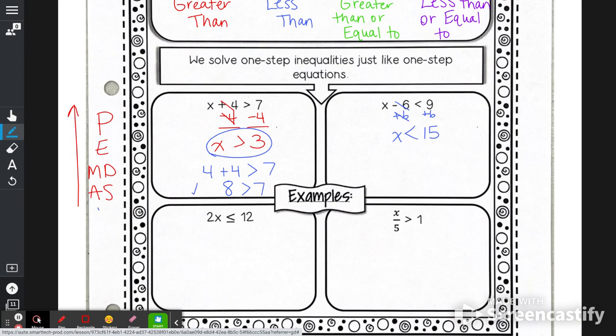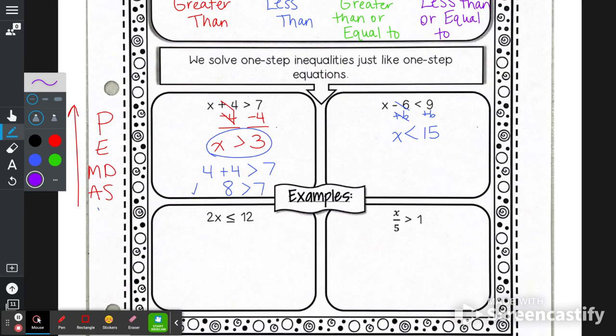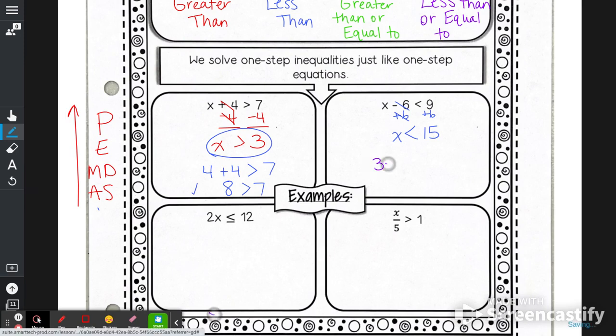Let's check it. Give me a number less than 15. 3. Okay, perfect. Let's check it. So I'm going to plug 3 in here. 3 minus 6 is less than 9. Ooh, she got us a good negative number. Okay, what is 3 minus 6? Negative 3. And is negative 3 less than 9? Yeah. So that absolutely works. So x is any number less than 15.